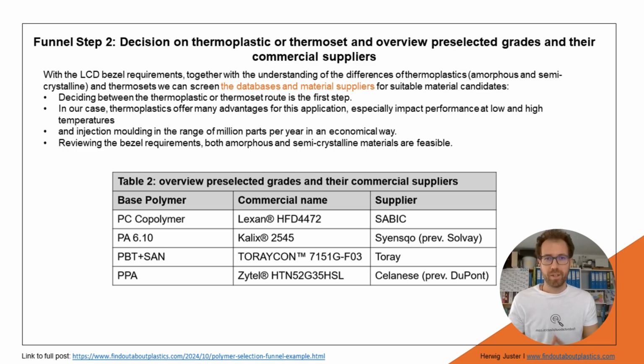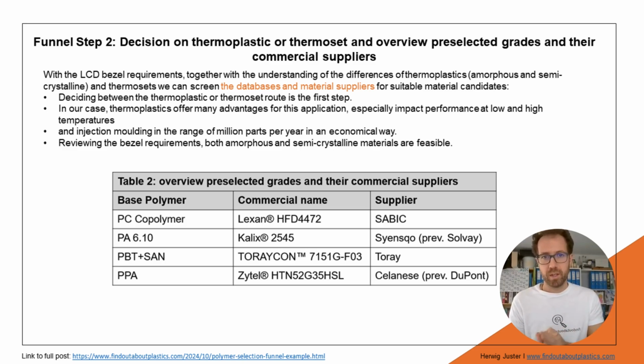Okay, now we have a clear understanding of the requirements. We can start looking into databases and also at material suppliers to find suitable material candidates. So first, we need to decide: do we want to go the road of thermoplastic or thermoset? When you look at this application, we need good impact performance at low and higher temperature. As well, millions of parts need to be produced. So here, thermoplastics are the way to move forward.